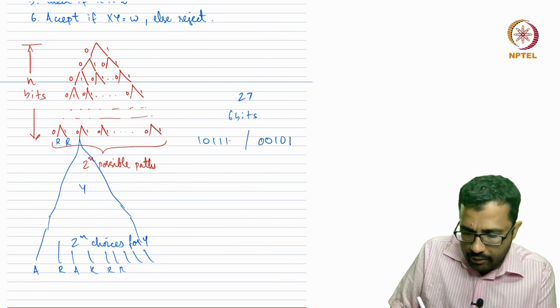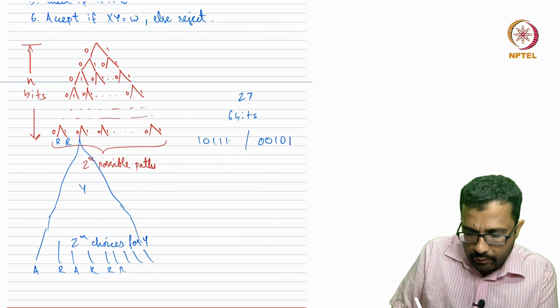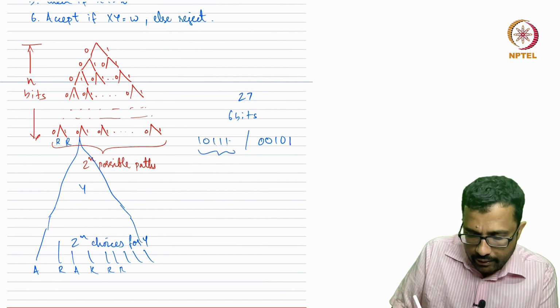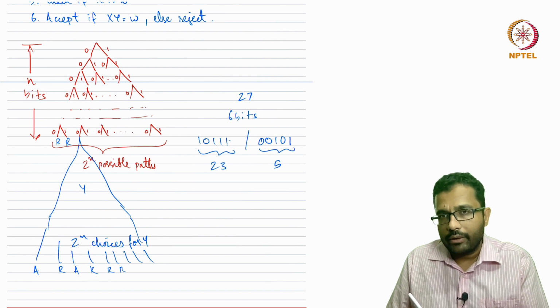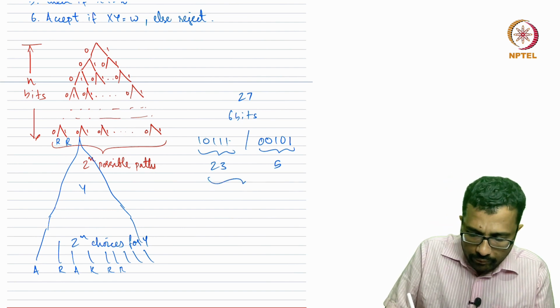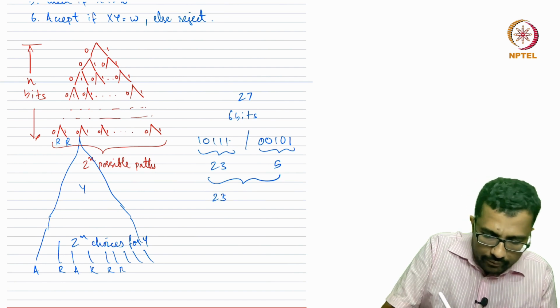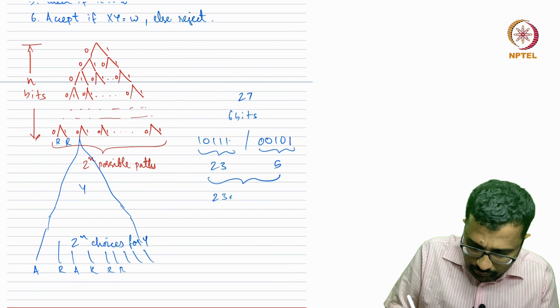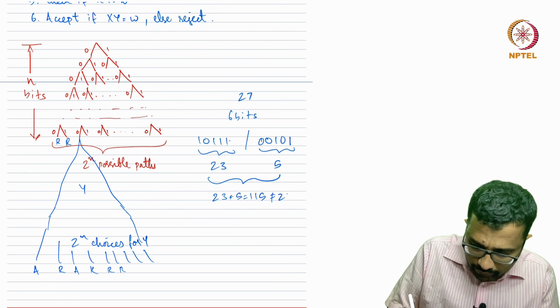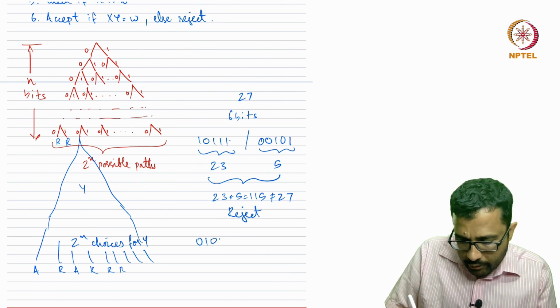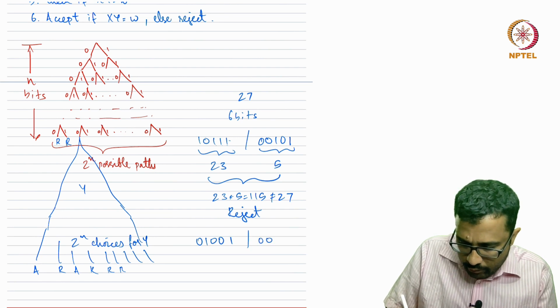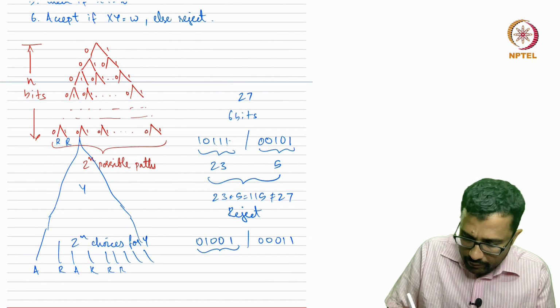So let me just write this. Now 16, 8, 4, 2, 1, and 16, 8, 4, 2, 1. So 16 plus 7, this is 23, and this is 101, this is 5. So 23 multiplied by 5 is not 27. 23 multiplied by 5 is 115, which is not 27. So this will be rejected. Whereas if you guess, let's say, 01001 and let's say 00011, see, this is 9 and this is 3, and this will be accepted.